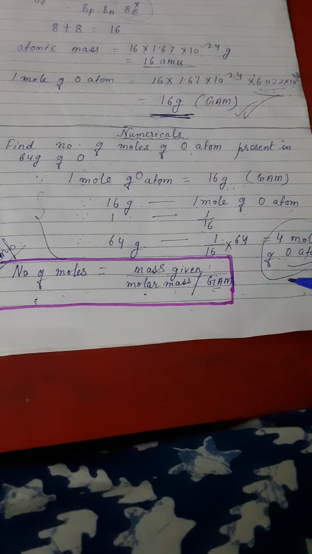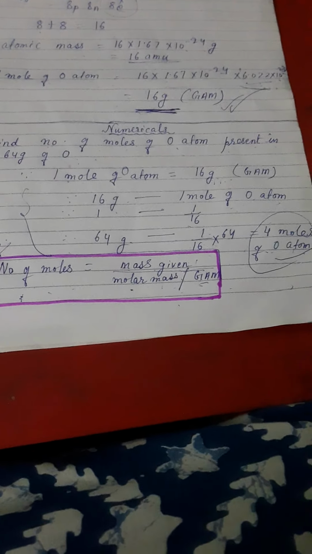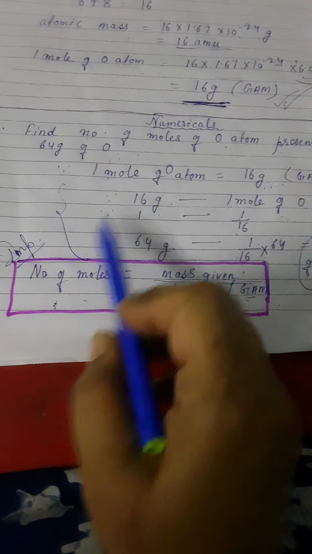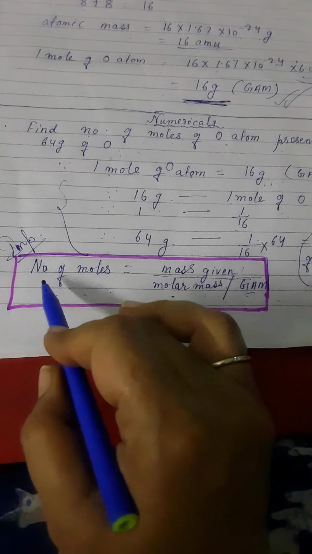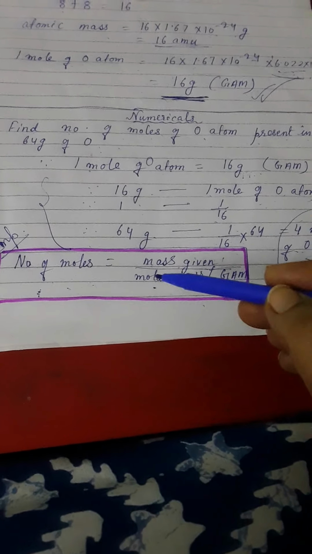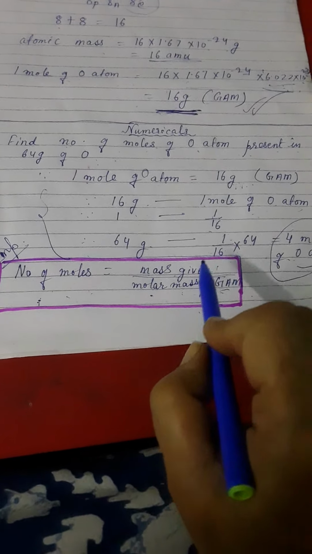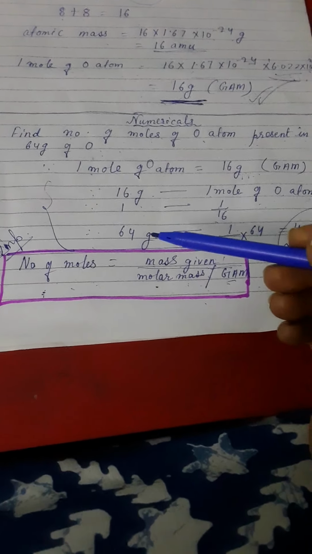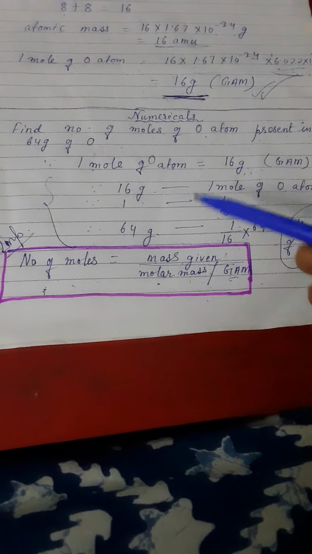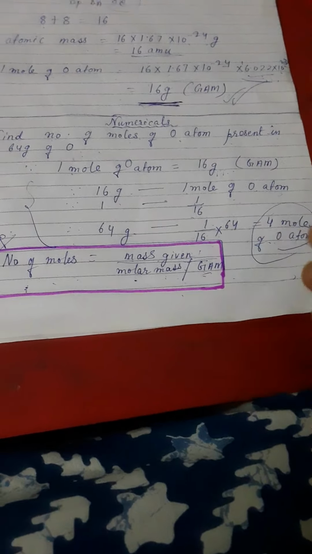In this way we can find out the number of moles present in 64 gram of oxygen. From this we can get a very important formula: number of moles equals mass given by molar mass, or gram atomic mass. Here, mass given is 64. Molar mass is 16. We all know the molar mass of oxygen is 16, and from here we can get the number of moles present in a certain amount of atoms.